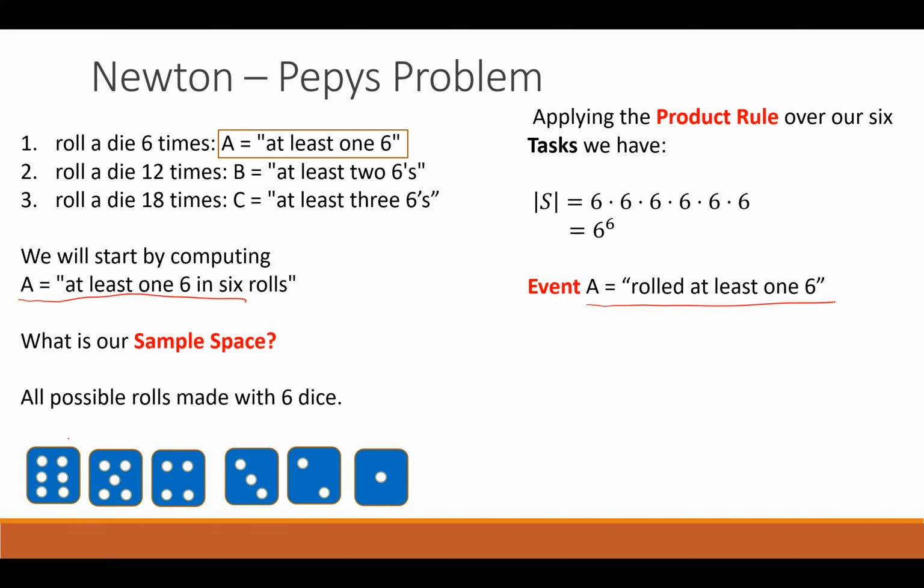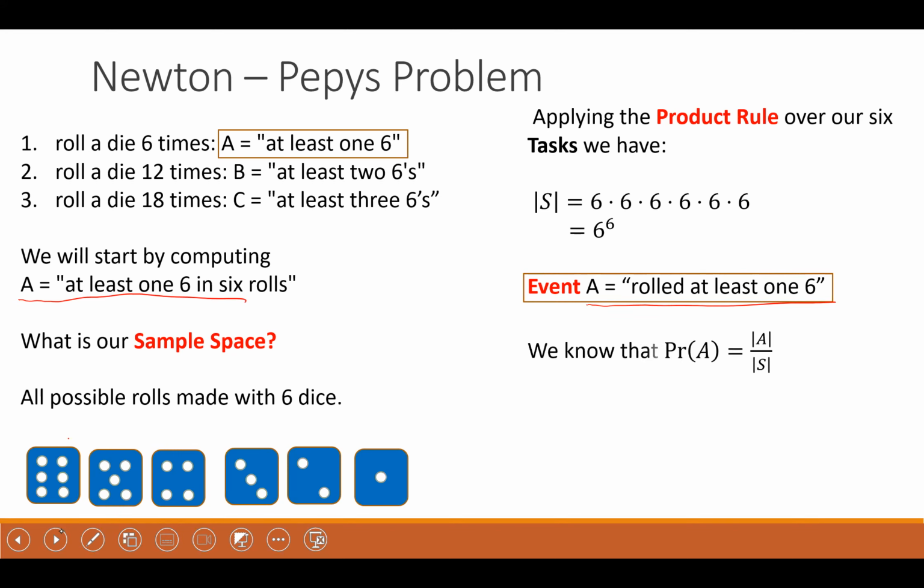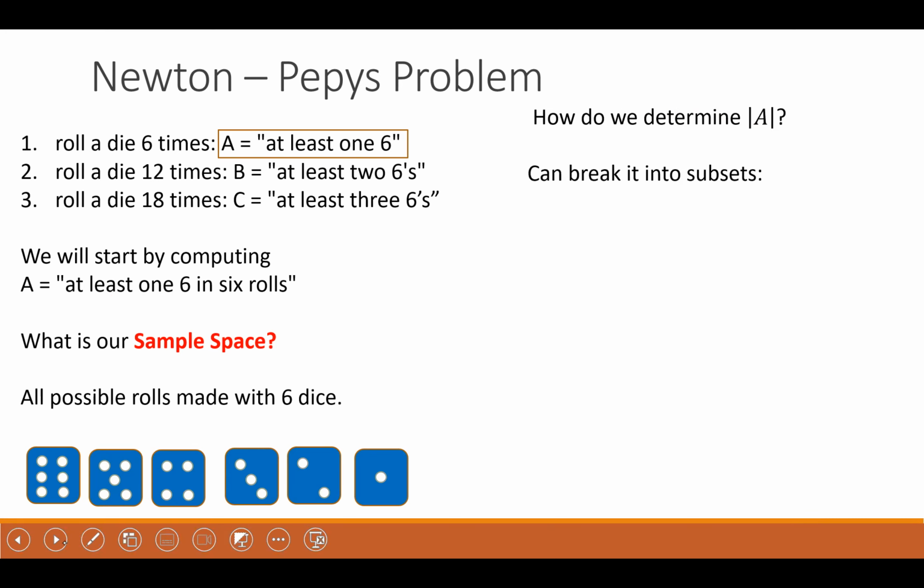So how am I going to count this? Well, at least one is, I mean, that's not precise. I could express it more precisely. So yeah, this is our probability. This is what we want to compute. So we need the size of A.